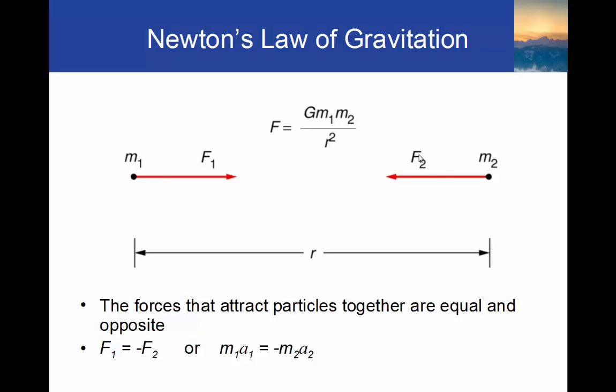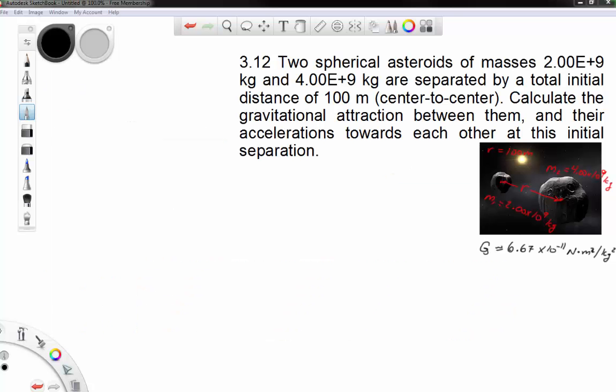Notice that this force and this force have the same magnitude. However, the accelerations are not necessarily going to be the same because this mass and this mass are not equal. So here, therefore, is what this basically looks like summarized in the diagram that shows our two asteroids in question.